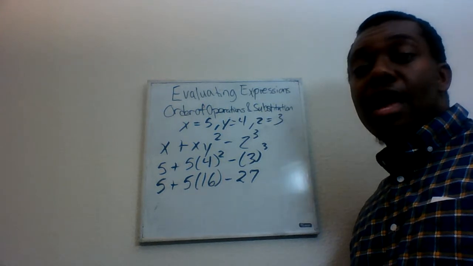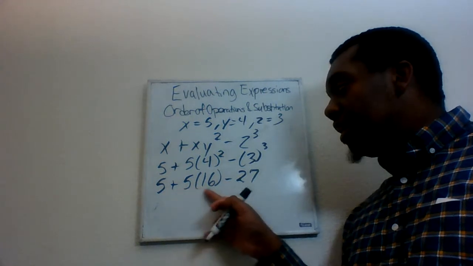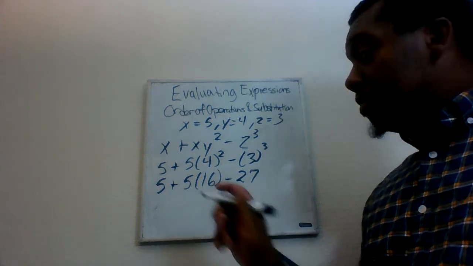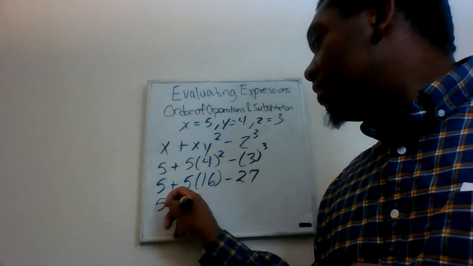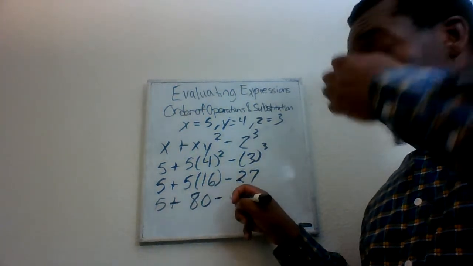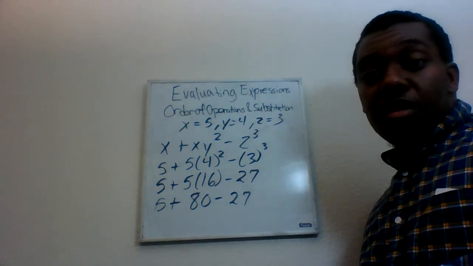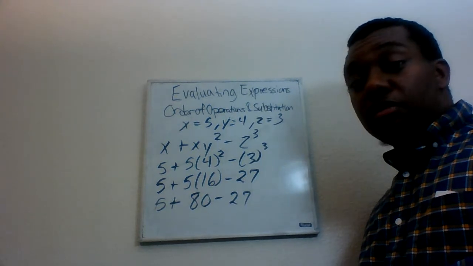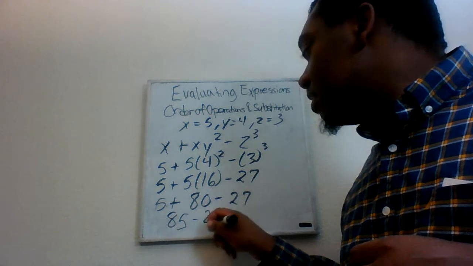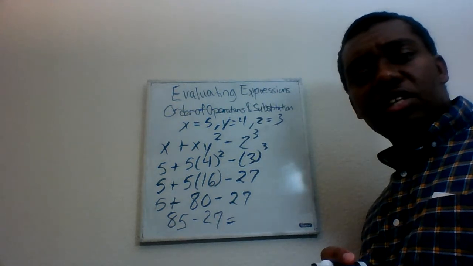Okay, after that, we look at multiplication or division as it occurs from left to right. Here we have some multiplication going on, and there's none anywhere else anyway. So 5 times 16 is what we would do next. So we have 5 plus 5 times 16 gives us 80, and then we subtract 27. Okay, cool. Well, what's next? Addition or subtraction as it appears from left to right. Well, 5 plus 80 is 85, minus 27. Okay, great. Well, what's 85 minus 27?